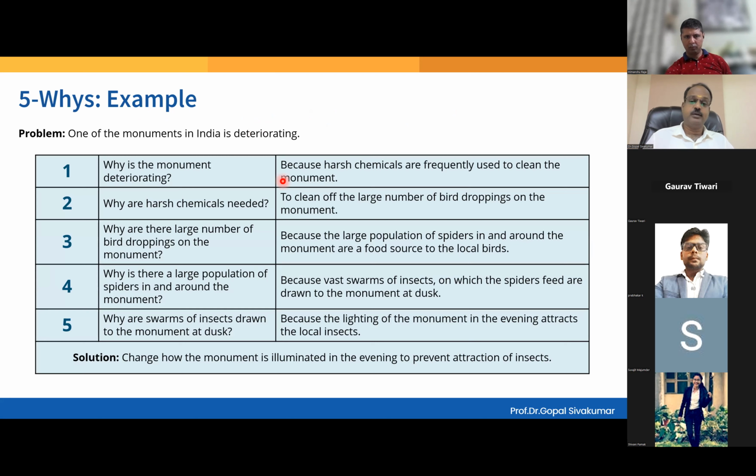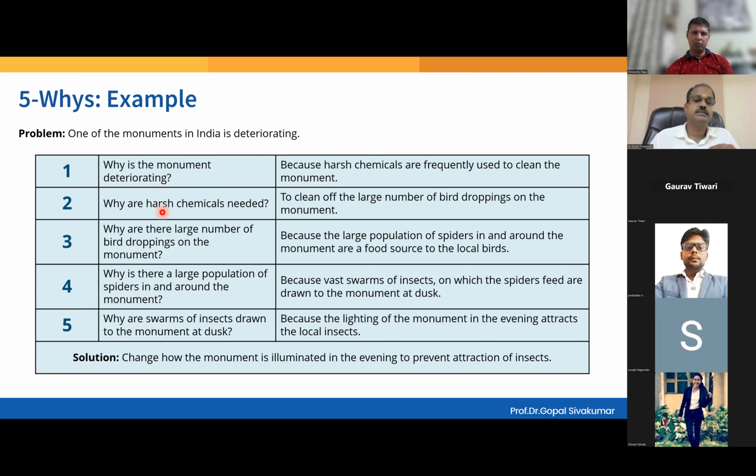So now the same video is tabulated as a why analysis. I will ask the question and one of you can read the answer on the right side. Look at the problem: one of the monuments is deteriorating. The first question: why is the monument deteriorating? Because harsh chemicals are frequently used to clean the monuments. Okay, harsh chemicals are used.